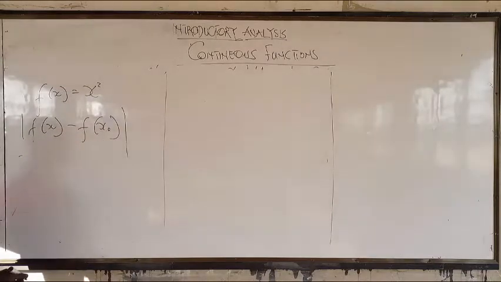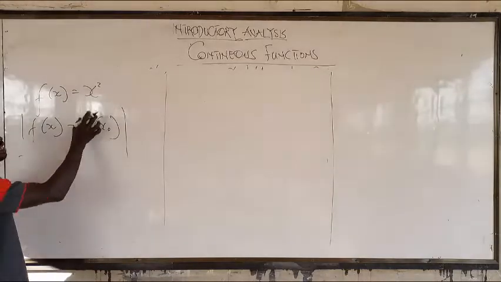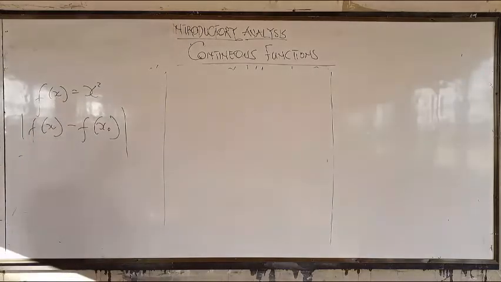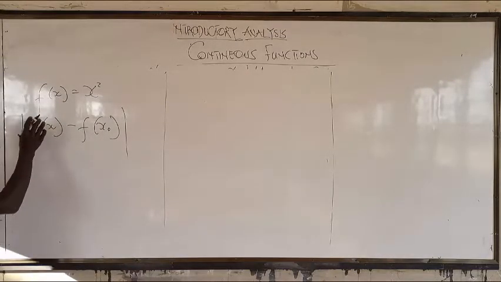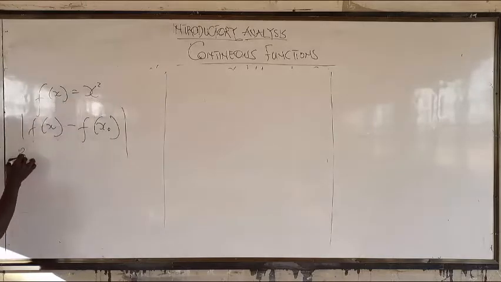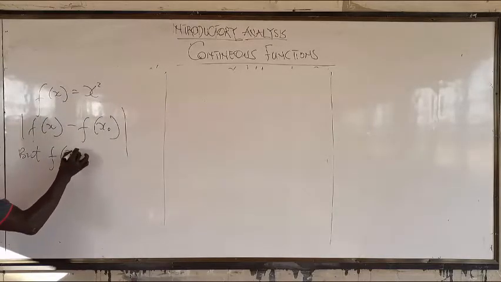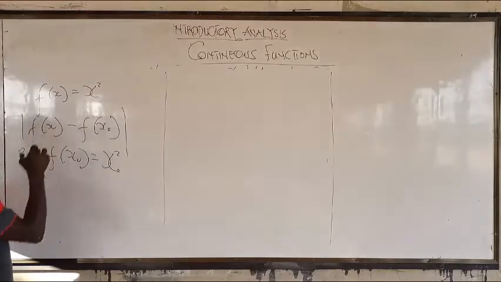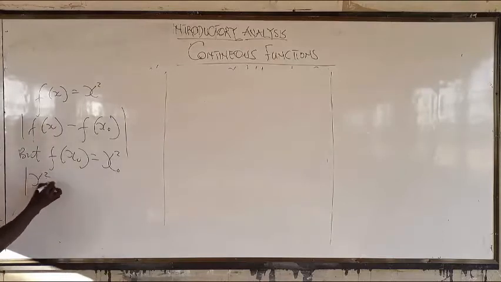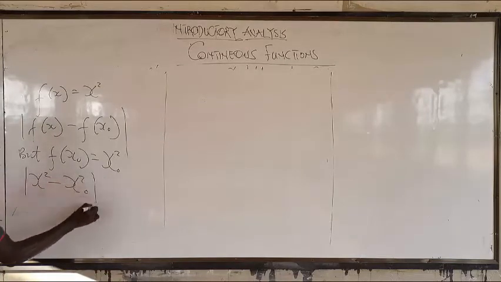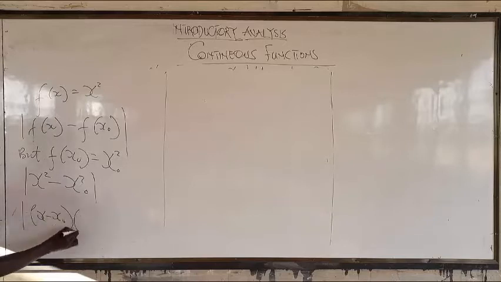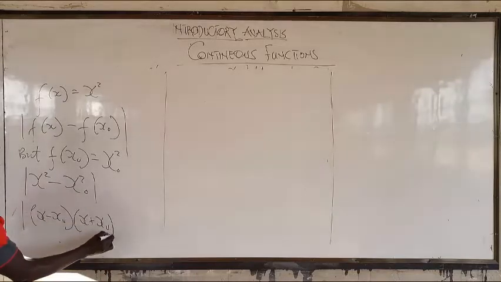Alright? And what is f of s naught? This is f of s naught, the output, and this is the input. Very good. So f of x is equal to x squared, but f of s naught will be equal to s naught squared. They are not the same. So here we get x squared minus s naught squared. Alright. And this is a difference of two squares. So here we get (x minus s naught)(x plus s naught).